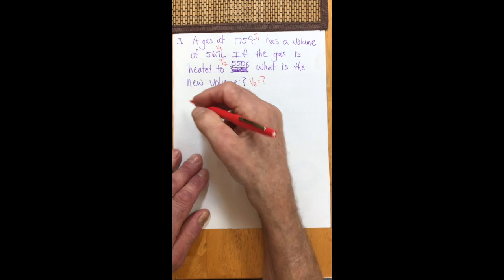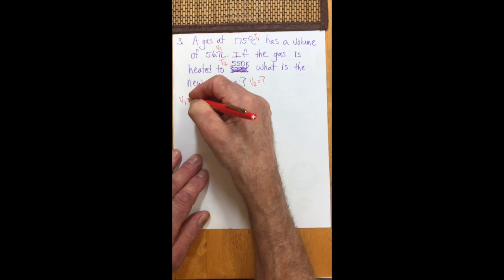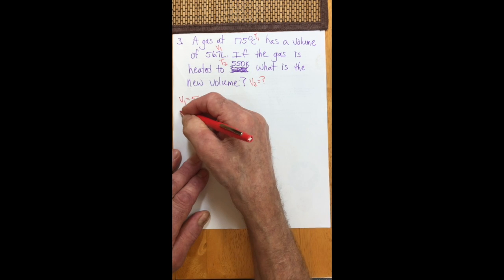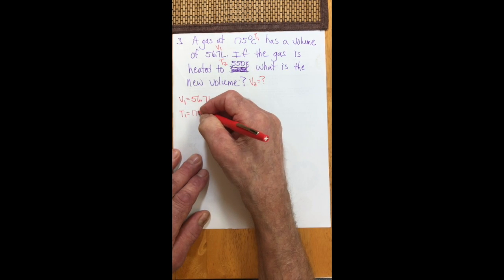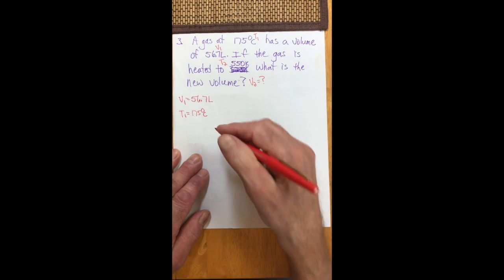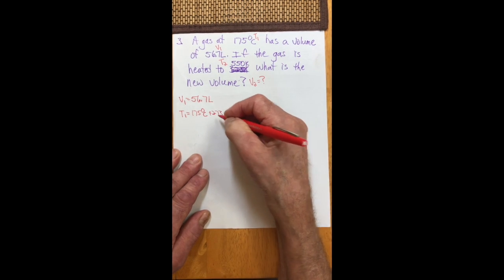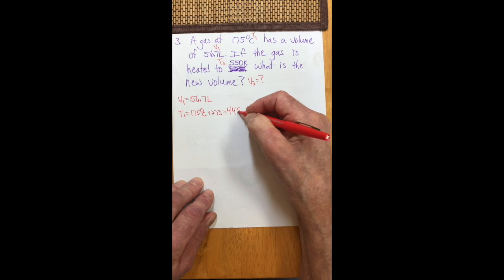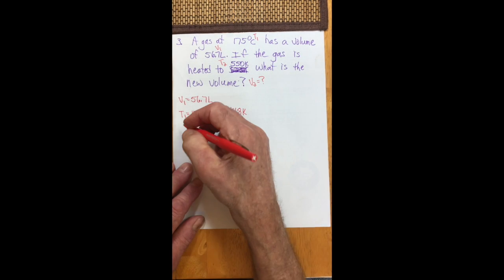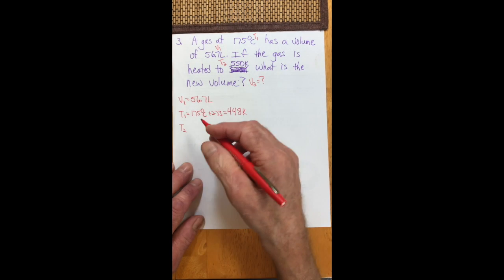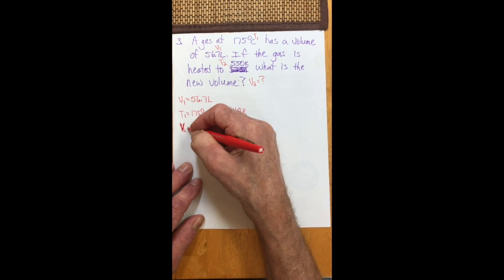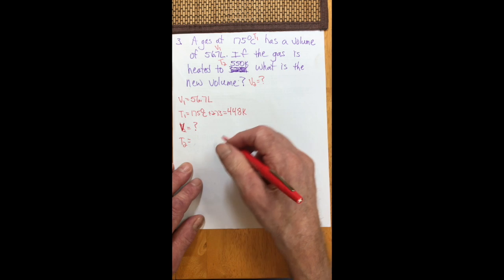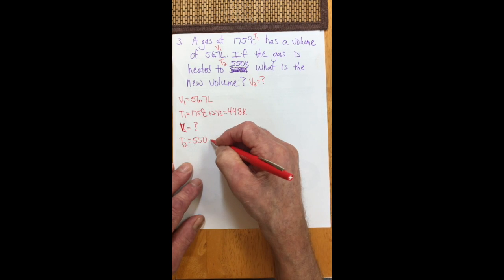All right, let's write down what we know. V1 is equal to 56.7 liters. T1 is equal to 175 degrees Celsius plus 273 is equal to 448 K. V2 is equal to question mark, and T2 is equal to 550 K.